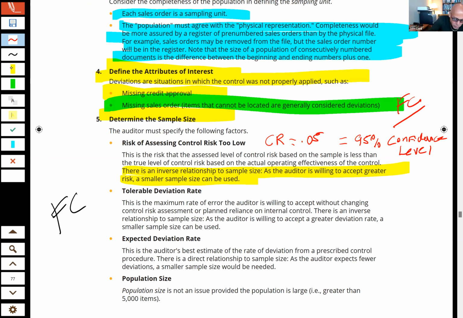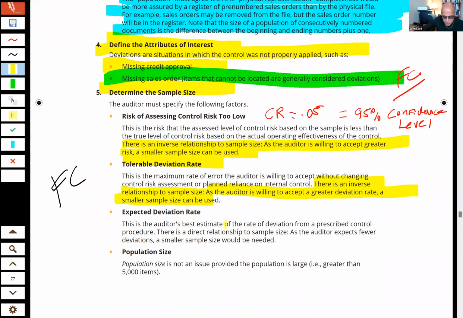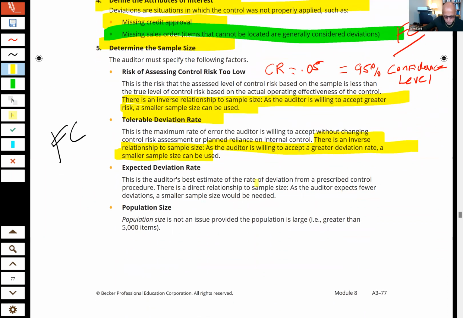Tolerable deviation rate is also an inverse relationship. So if we want more risk, smaller sample size. Less deviation rate, larger sample size; more deviation rate, smaller sample size. Inverse relationship.